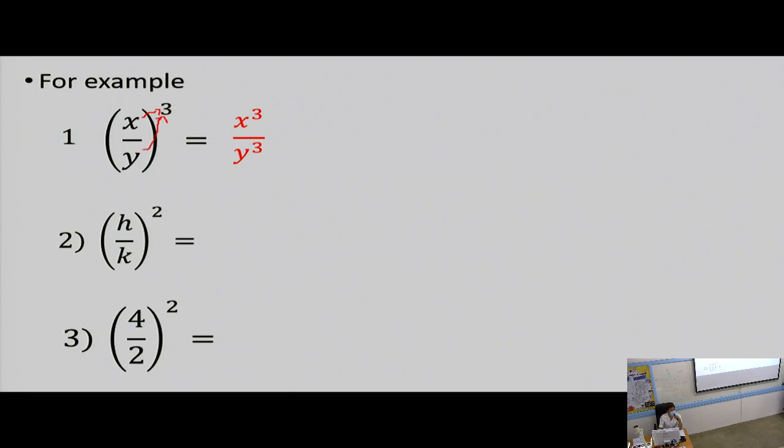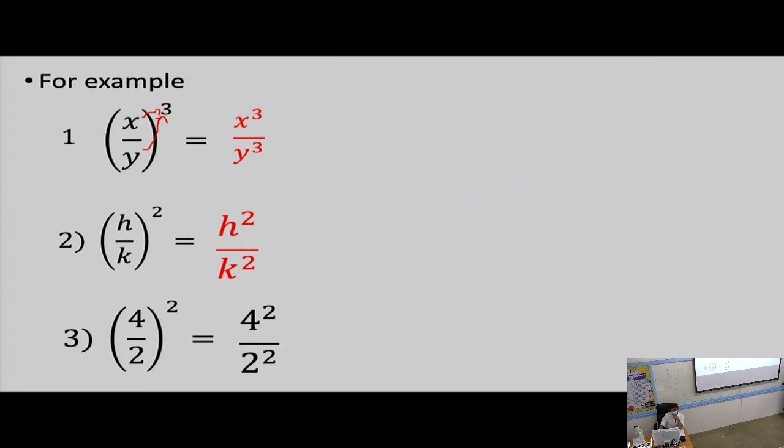How about number 2? H over k to the power of 2. Okay, very good. That would be h to the power of 2 over k to the power of 2.